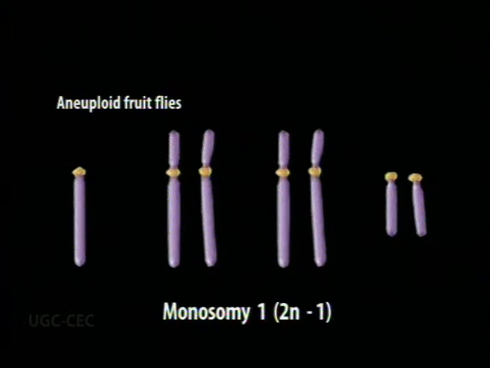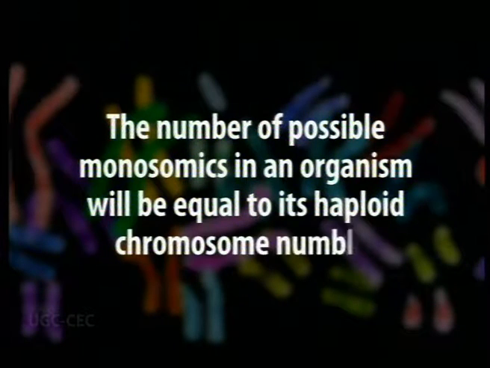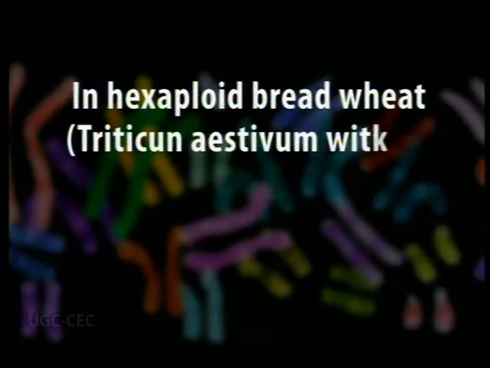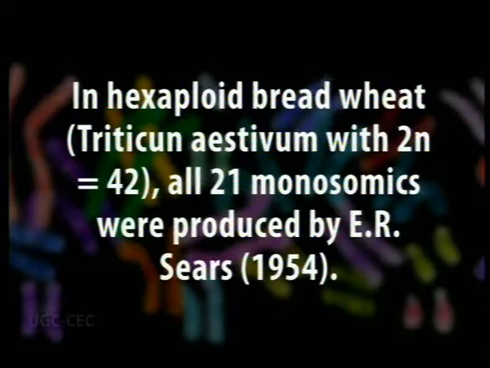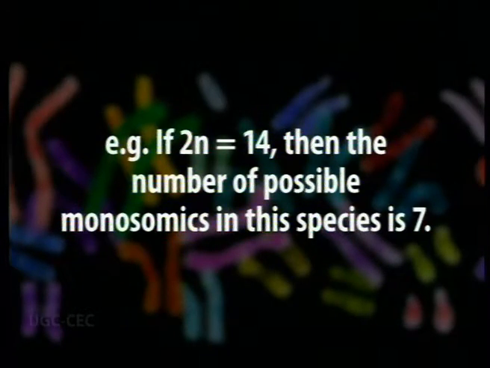Therefore, the number of monosomics which we can get from a species is equal to the number of chromosome pairs in that species, or in simple terms, the number of possible monosomics is equal to the haploid number, half of the somatic chromosome number of a species. Say for example, in hexaploid wheat where 2n is equal to 42, the number of possible monosomics is 21, whereas in another species, for example, 2n equal to 14, the number of possible monosomics is 7.